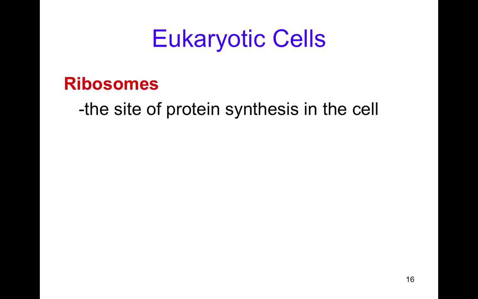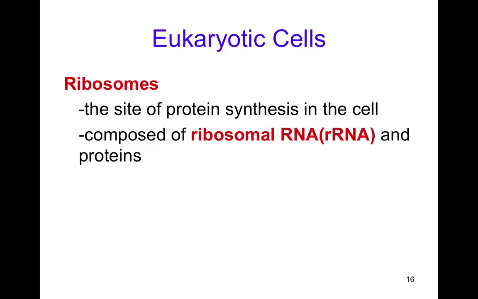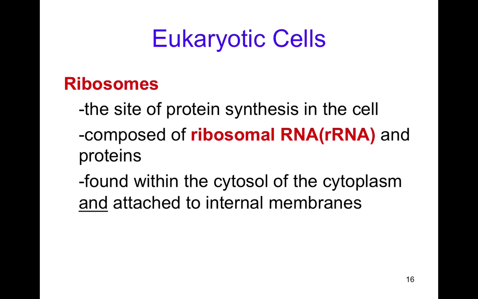Ribosomes. Ribosomes are where protein synthesis occurs. So this is where proteins are made. It's composed of proteins and what is called rRNA. Don't really have to worry about this until later. We're going to talk about different types of RNA later. So just make a note that that's kind of what the structure is made out of.